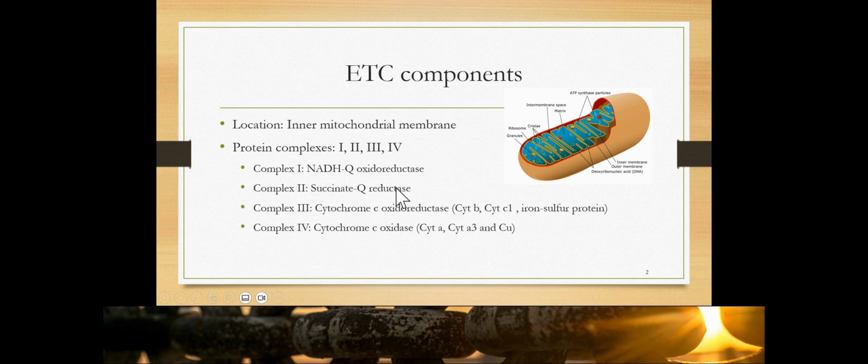So the Q in complex 1 and 2 represents ubiquinone or coenzyme Q. And we're going to see in the next slide what ubiquinone does. So basically, NAD gives its electron to ubiquinone, and succinate reductase also gives its electron to coenzyme Q, which is what it represents here. We have complex 3, which is cytochrome C oxidoreductase, and it has other subcomponents. We have complex 4, which is cytochrome C oxidase, and it also has its subcomponents.